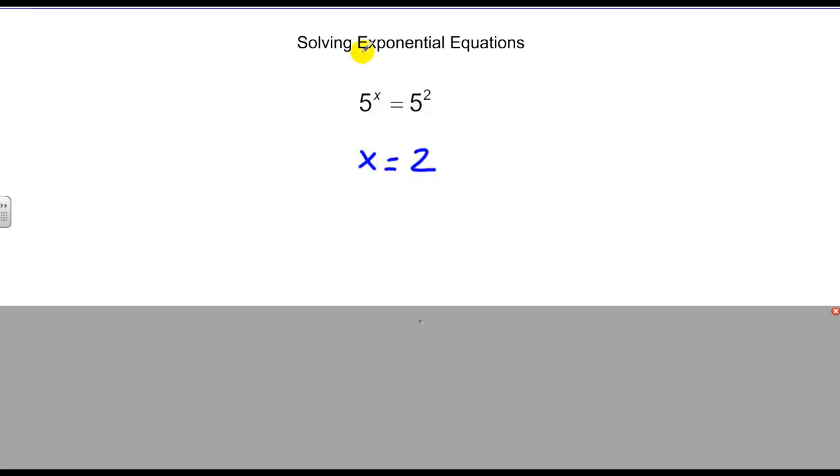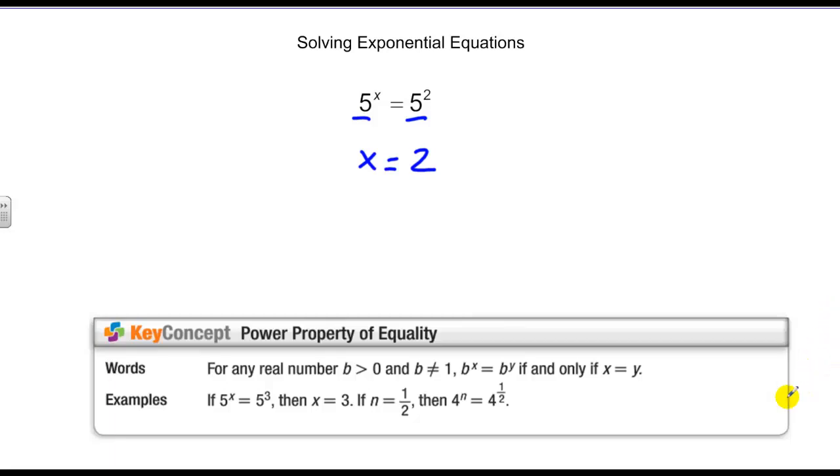And that's only the case if my two bases are going to be the same. So there's a little property that goes along with this. And the property states that if I have any base raised to the x power equaling any base raised to the y power, that will only be equal if x is equal to y, or if the two powers are equal. So they give us an example: if 5 to the x is equal to 5 cubed, then x has got to equal 3, just like the problem we just did. So let's take a look at some applications of this.